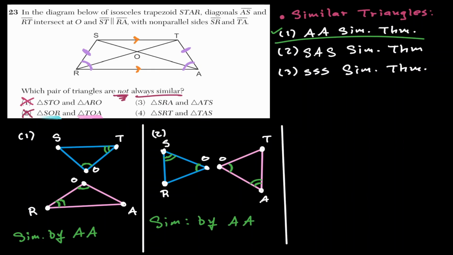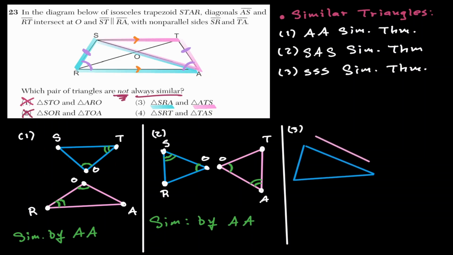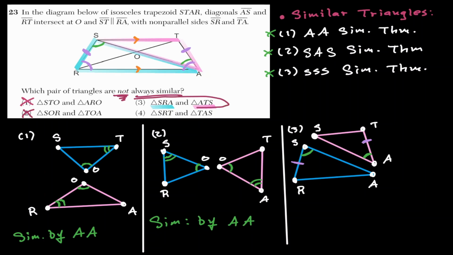Let's look at option number 3. Triangle SRA and triangle ATS. So let's draw those triangles. I can make the same observation as before, where angle SRA is congruent to angle TAS. They're alternate interior angles. In addition, we know that SR is congruent to TA, but that's all the information we can gather about these 2 triangles. Notice that we're not satisfying the angle-angle similarity theorem, the side-angle-side similarity theorem, or the side-side-side similarity theorem. Therefore, in option number 3, we cannot show that those two triangles are similar.